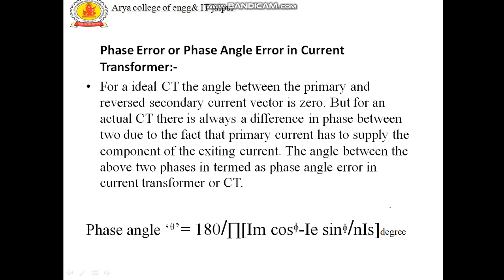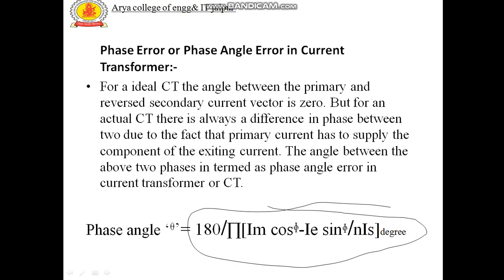The phase angle will be defined as 180 upon pi multiplied by (Im cos phi minus Ie sin phi) upon N IS, in degrees. Thank you.